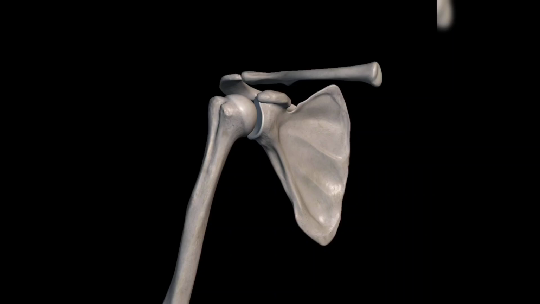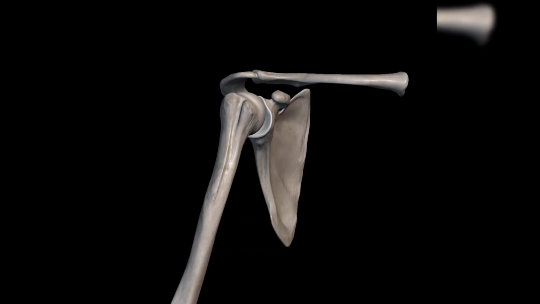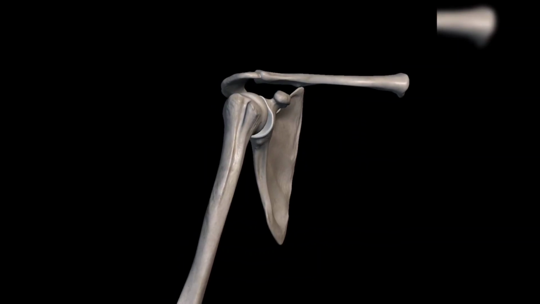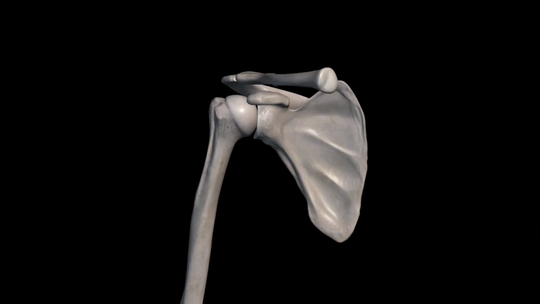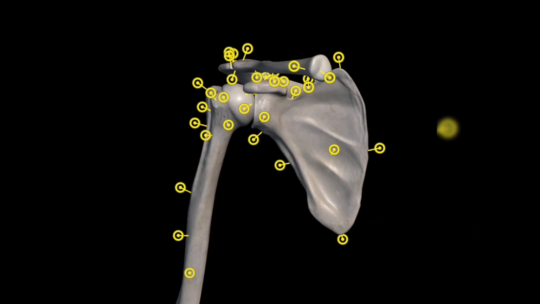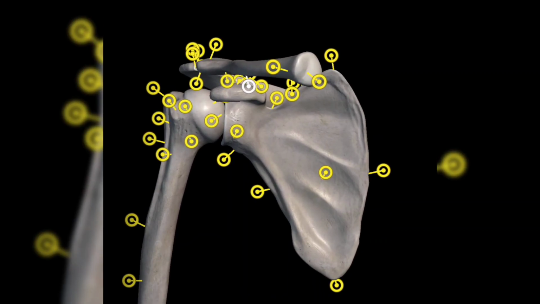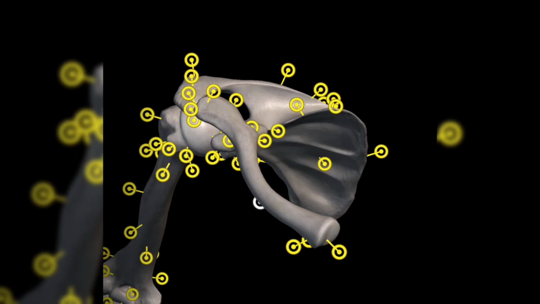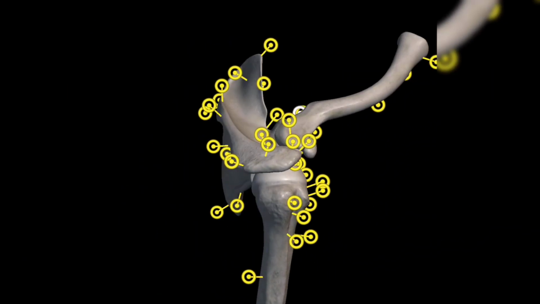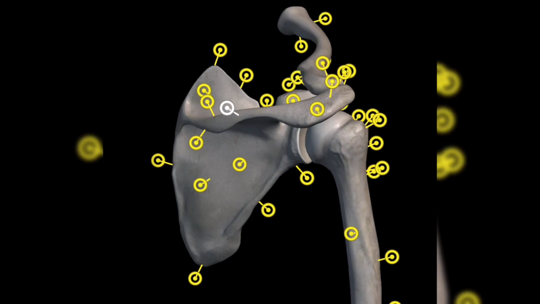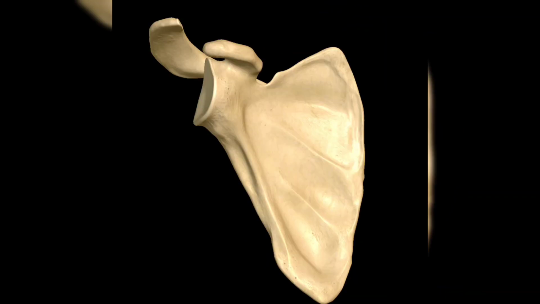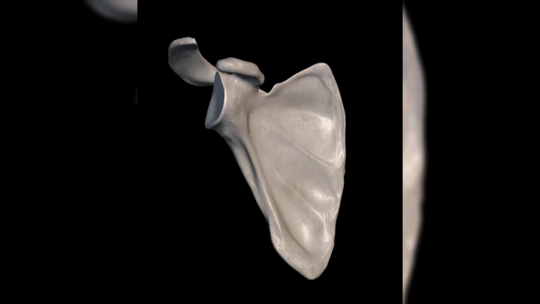The side of the scapula can be determined by holding the scapula in such a way that the glenoid cavity faces laterally and forwards and slightly upwards. The coracoid process is directed forwards. The shelf-like spinous process is directed posteriorly. Now let's have a look at the features of scapula.